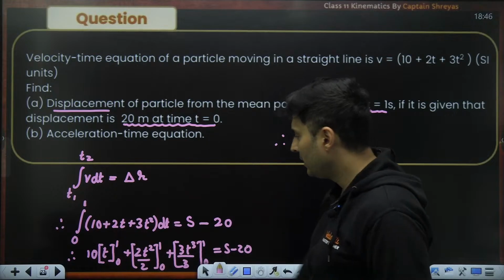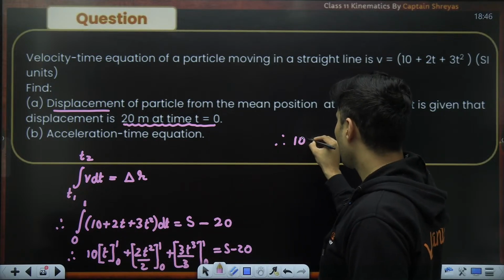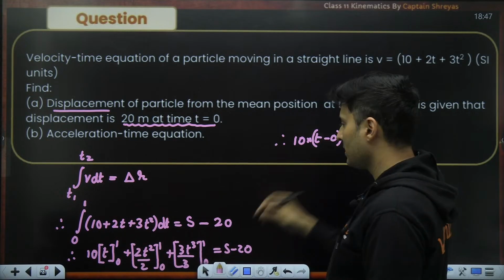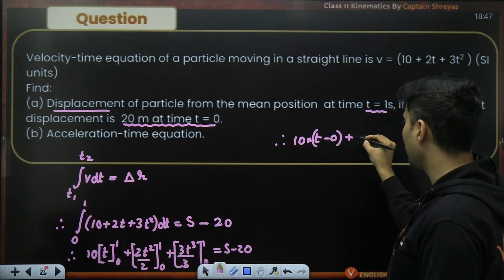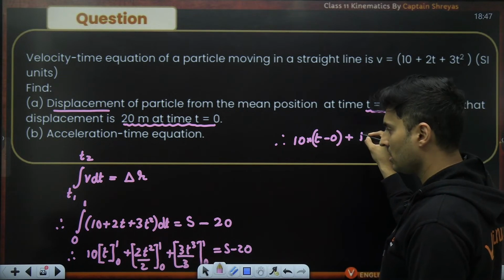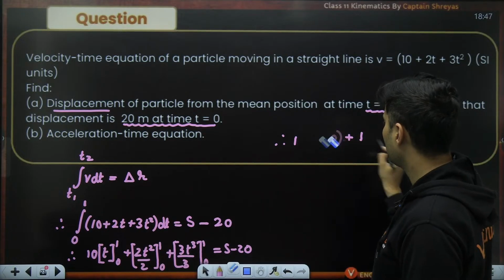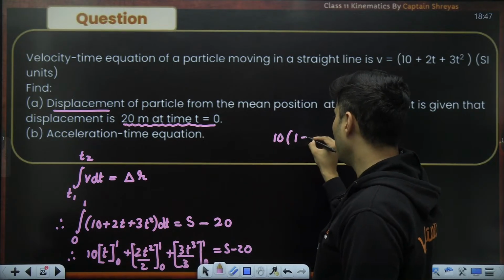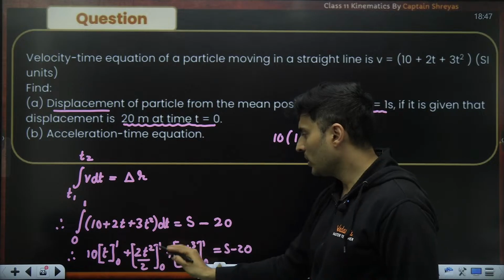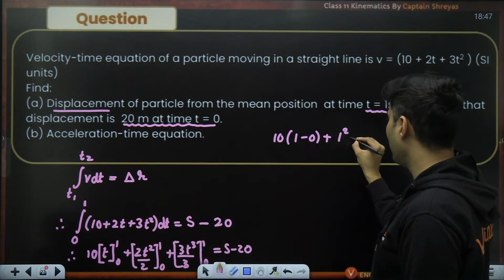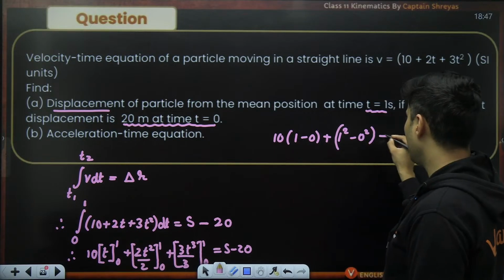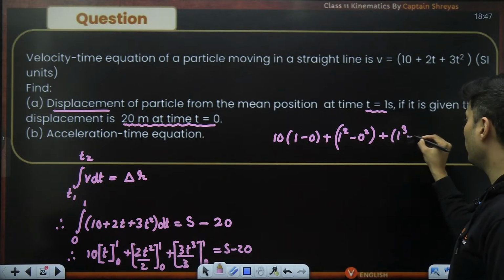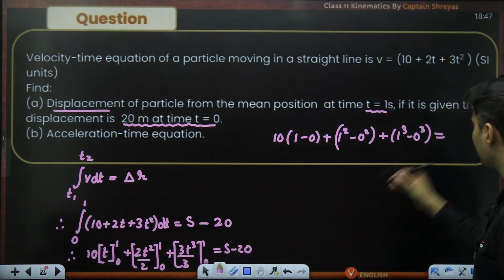So therefore, what do we get? This will be nothing but 10 multiplied by t minus 0, plus 2 cancels, just t square will be there. So t square means, oops, sorry guys, this was 1, no? My bad. I'll just redo it. So first put 1 over here. So 10, 1 minus 0 plus 2 cancels. First put 1. So it will be 1 square and then put 0. Okay. Plus then put 1 and then put 0. 3 has got cancelled. So 1 cube minus 0 cube is equal to s minus 20.